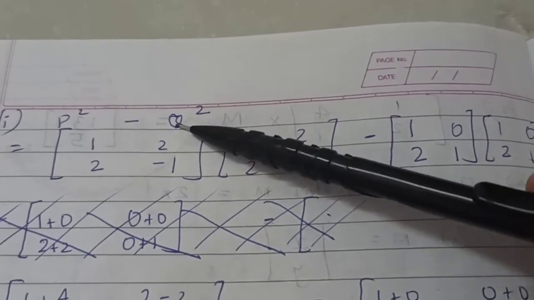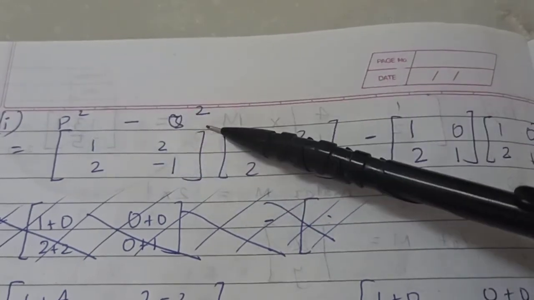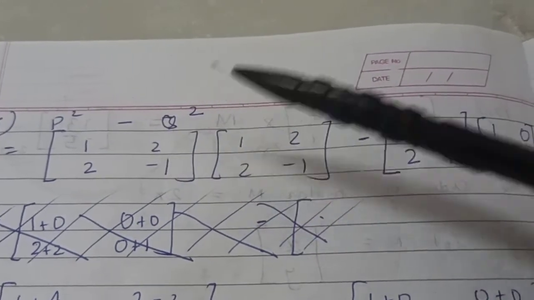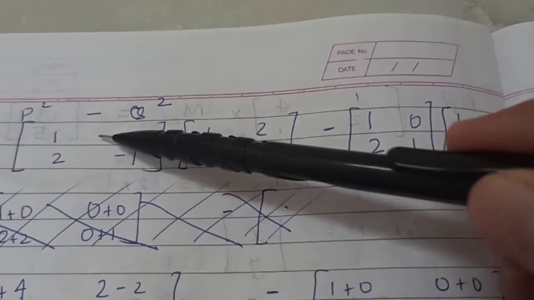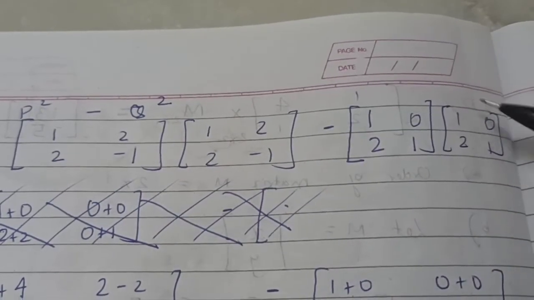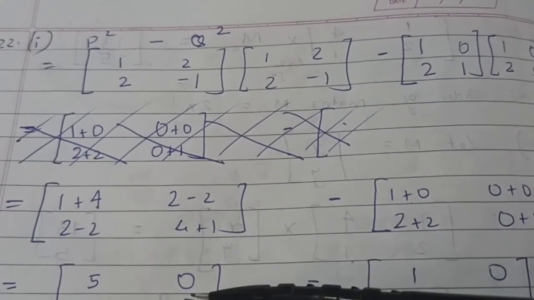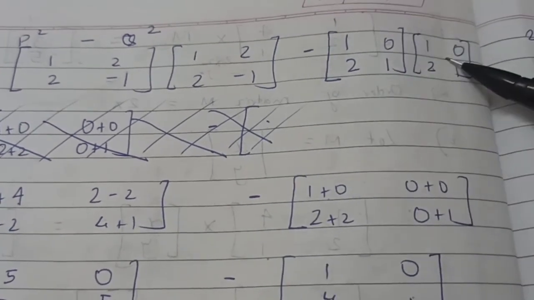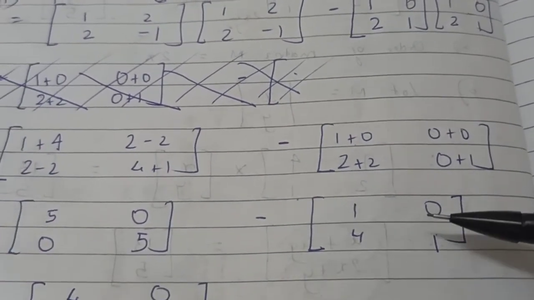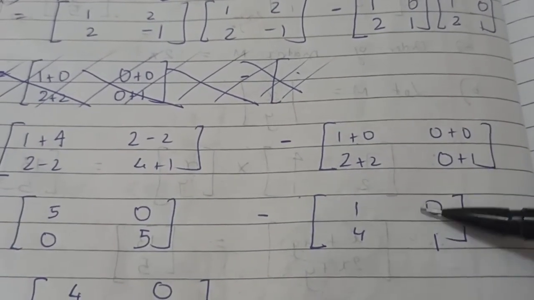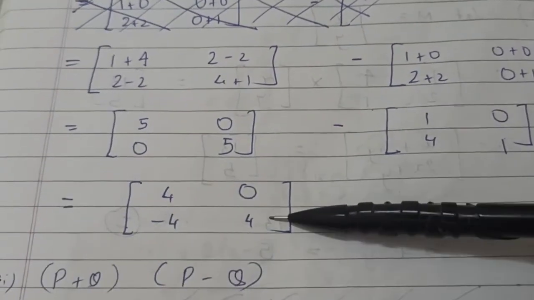P squared, you could have solved p squared separately and q squared separately and then subtracted it. I'm doing all together. P into p minus q into q. P into p multiplication gives this answer. Q into q multiplication gives this answer. You multiply on your own, and then subtraction gives us this answer.